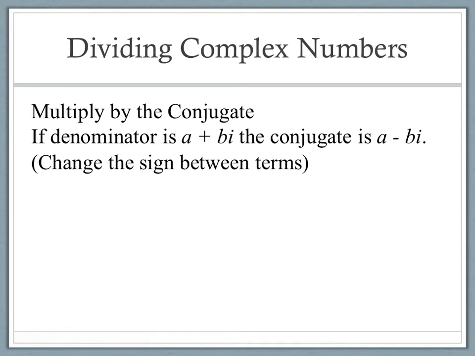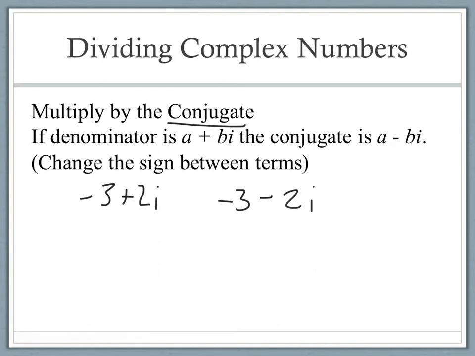Guys, we're dividing complex numbers now. So we're moving on to the next process. The big thing though is you need to know how to multiply complex numbers to divide them. We're actually going to multiply by the conjugate. The conjugate is just when you have, say, a plus bi, the conjugate is going to be a minus bi. So you keep the same terms, but you change the sign in between them. So like if I had -3 plus 2i, the conjugate is -3 minus 2i.